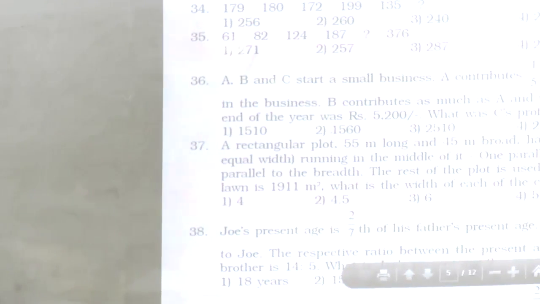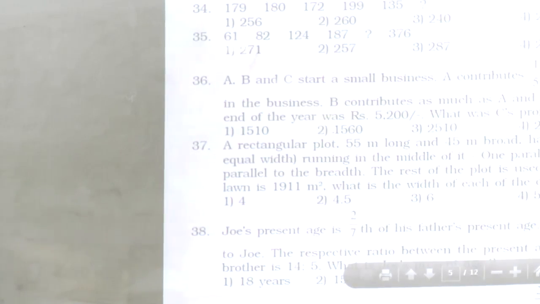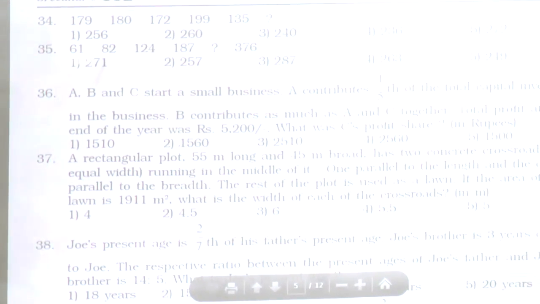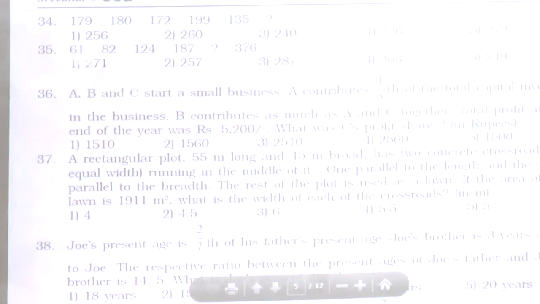A, B, C start a small business. A contributes 1/5 of the total capital invested in the business. B contributes as much as A and C together. Total profit at the end of the year was 5,200. What was C's share of profit?